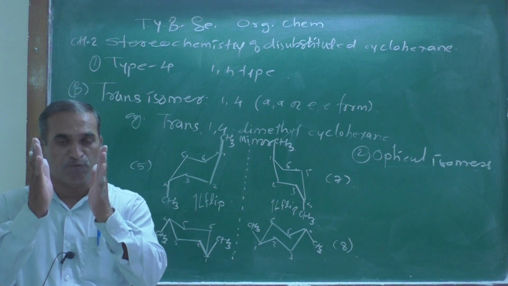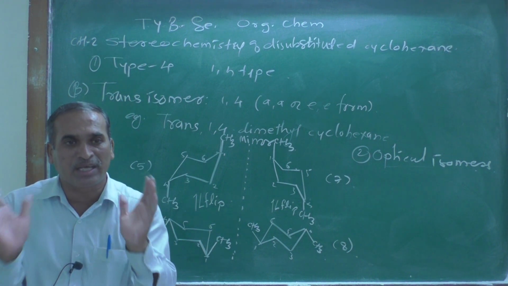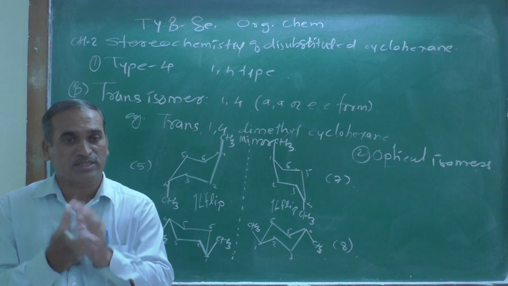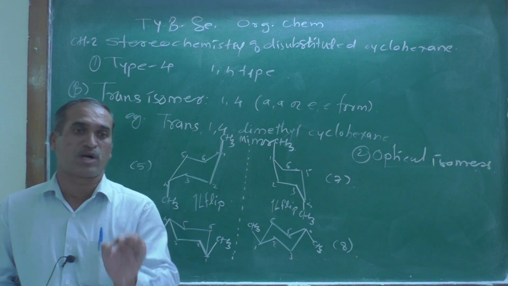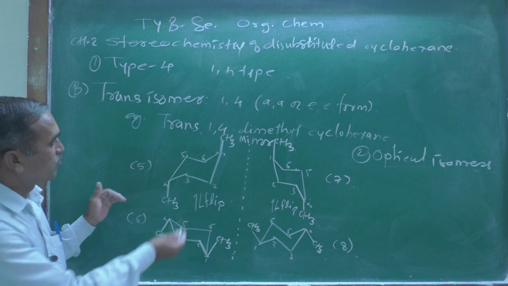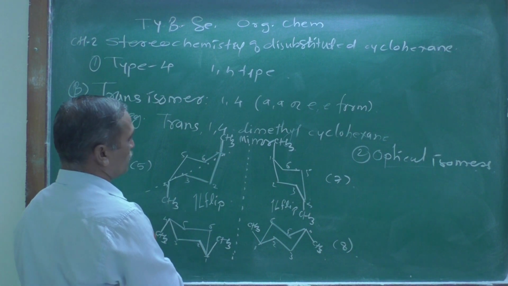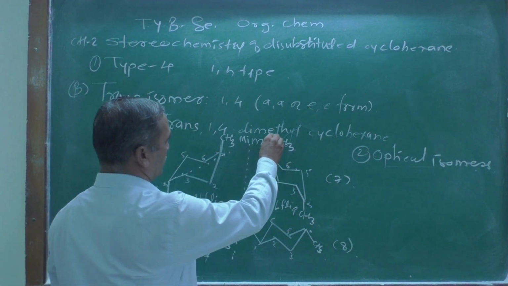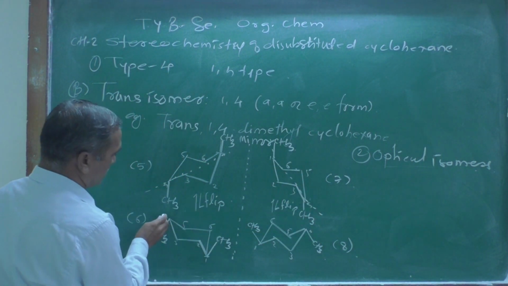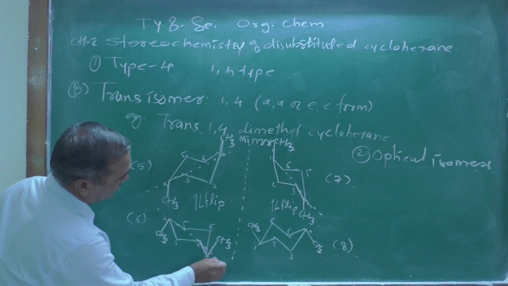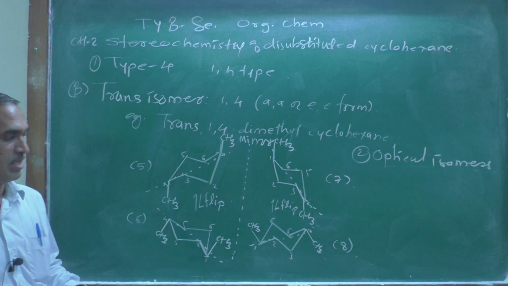Plane of symmetry means if you cut the molecule, any object, you will get exactly identical two parts. That type of mirror image is called a plane of symmetry. Look, if you cut the molecule from here, carbon number 1 to 4, you will get identical parts. If you cut the molecule from here, you will get a mirror image. These dotted lines clearly indicate mirror images, right?